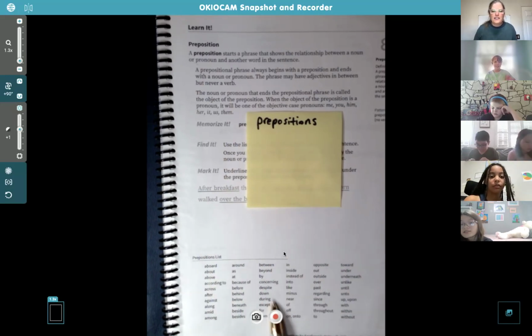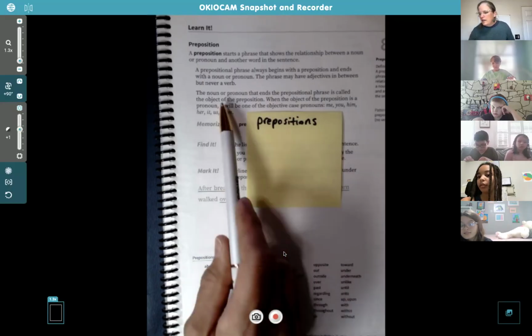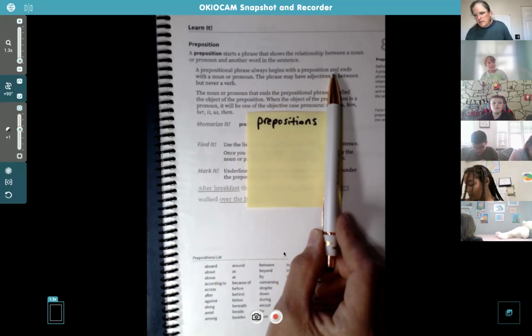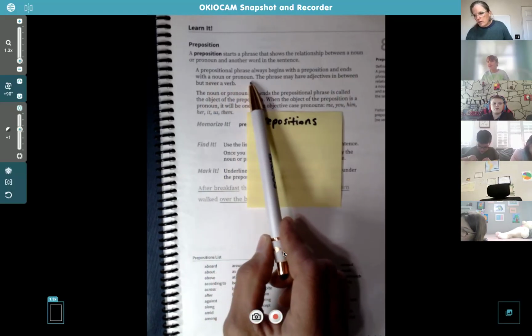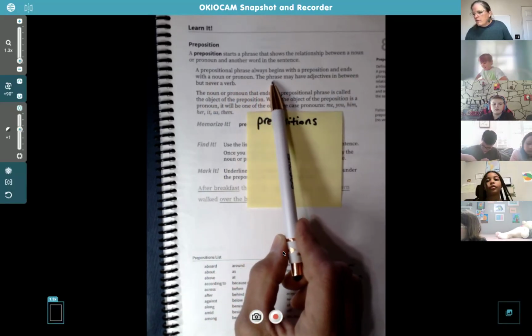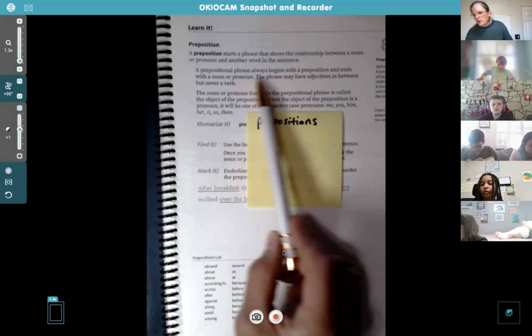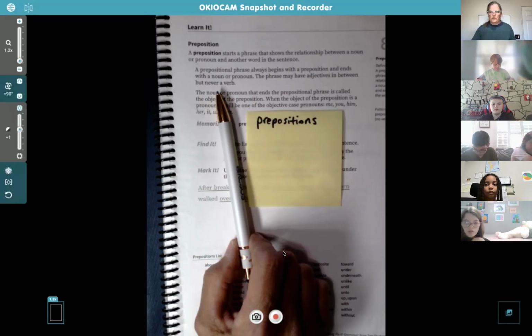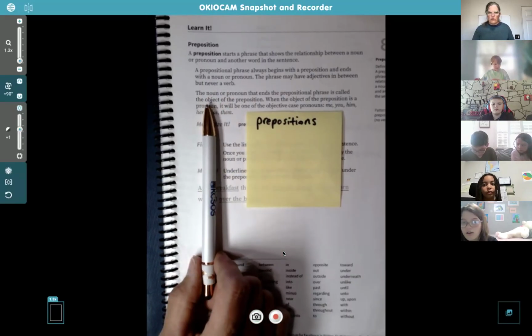Okay, here's your list at the bottom here. And it says a prepositional phrase always begins with a preposition and ends with a noun or a pronoun. The phrase may have adjectives in between, but never a verb. So these phrases don't have verbs. Good, you got it. We're on page 43.